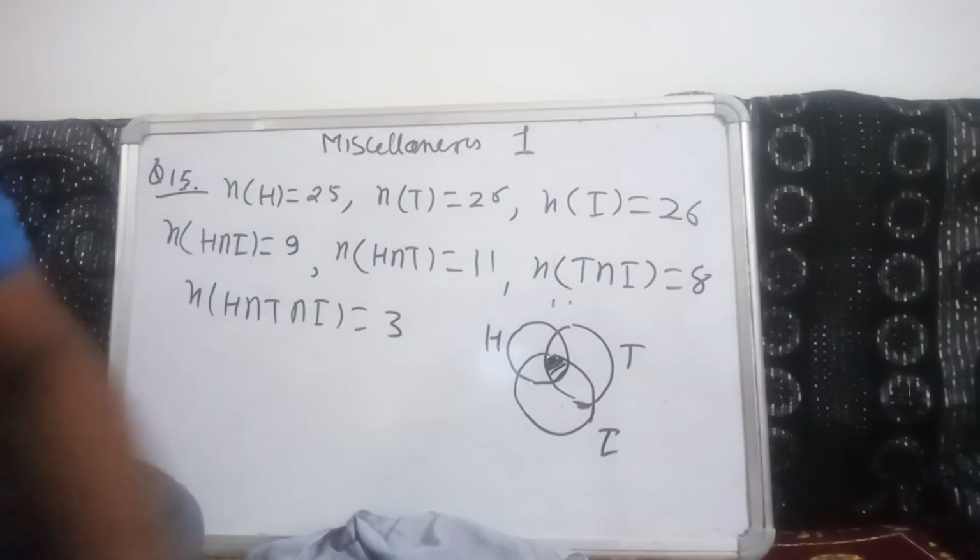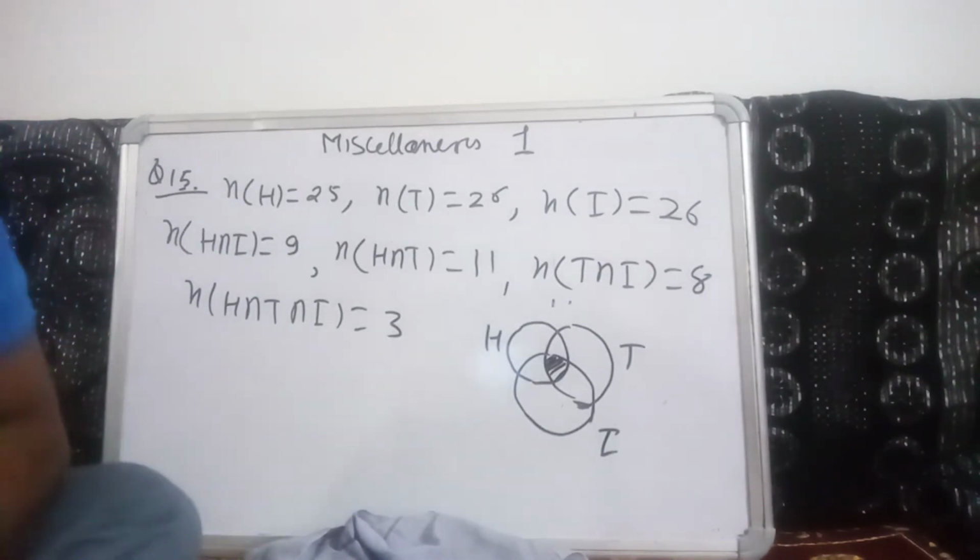I can read this. It says in a survey of 60 people, it was found that 25 people read newspaper H, 26 read T, 26 read I. 9 read both I and H, 11 read both H and T, and 8 read both T and I, and 3 read all the 3 newspapers. So there are two parts: the number of people who read at least one of the newspapers, and second, the number of people who read exactly one of the newspapers.